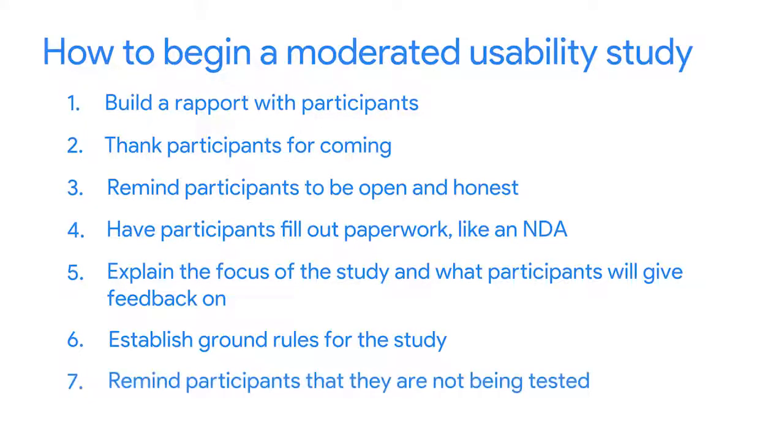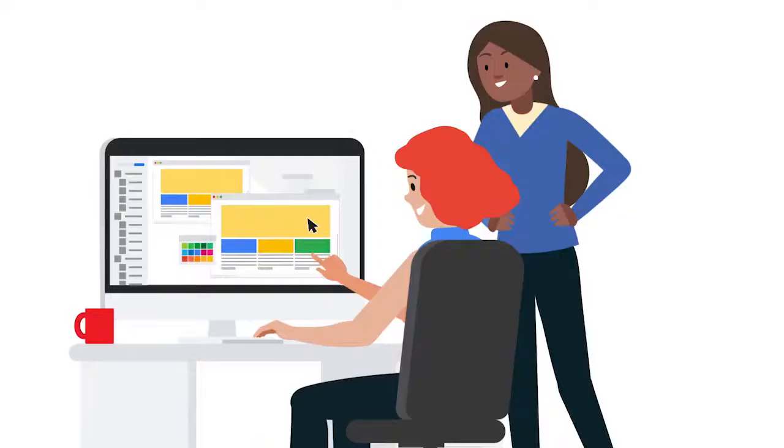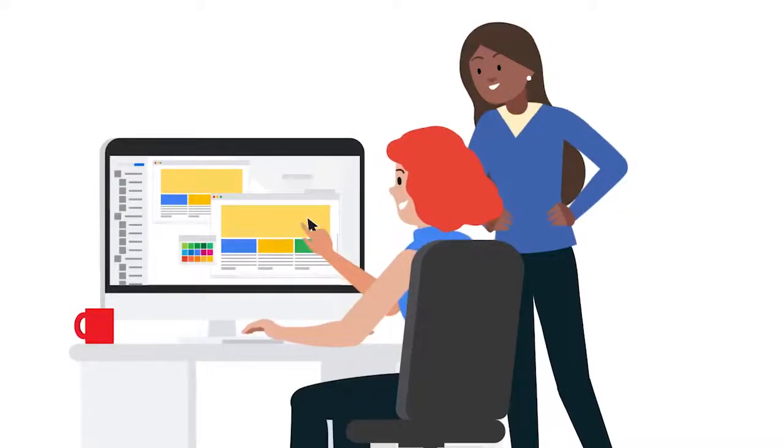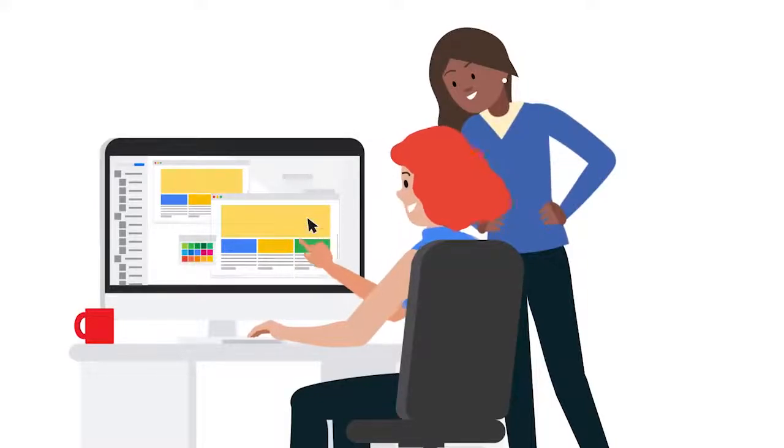Also, remind participants that they are not being tested. There are no right or wrong answers to any of the questions you ask. If the participant can't complete a task, that isn't a reflection of their personal abilities. It's a reflection of the design's usability. You want this to be a low-pressure experience. No participant should leave a study feeling like they failed somehow. The goal is to understand how the user is experiencing your product, so there's no right or wrong answer.